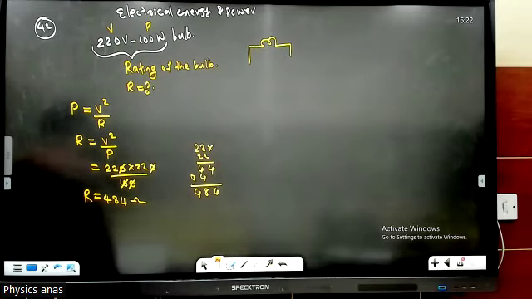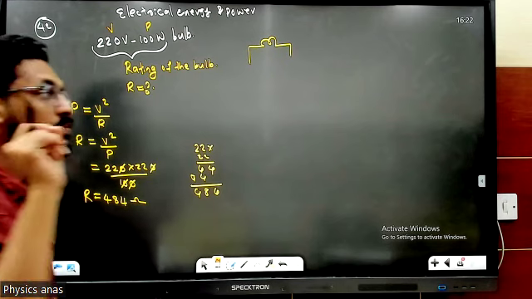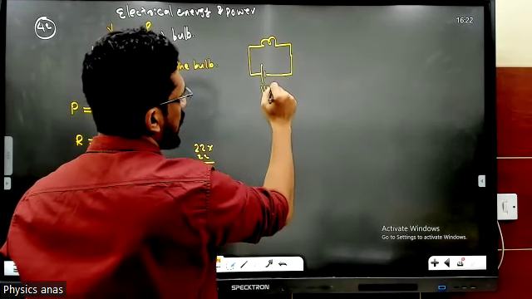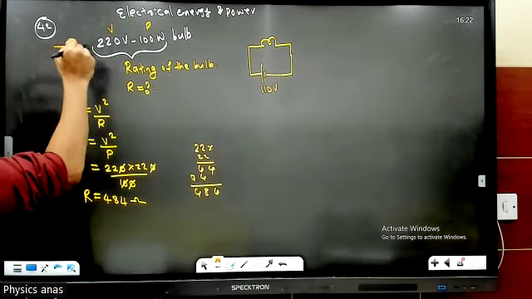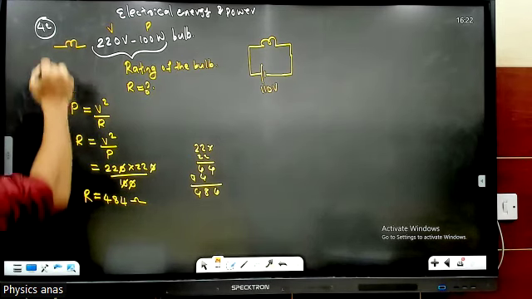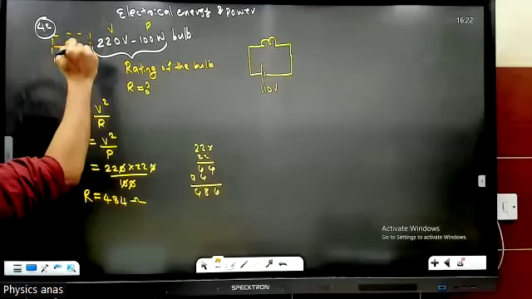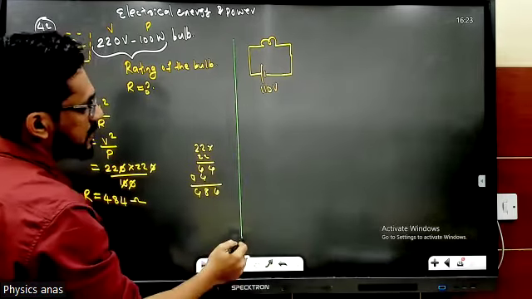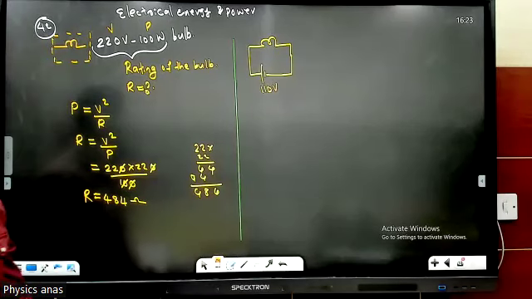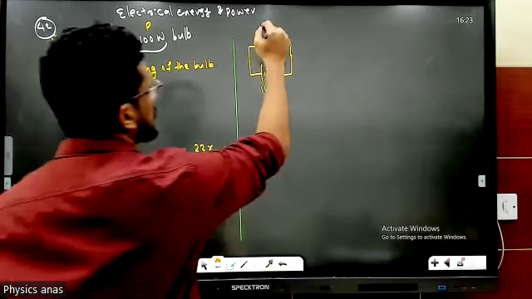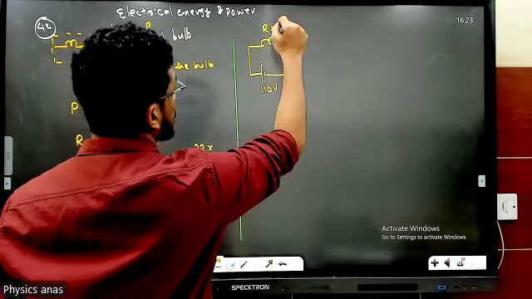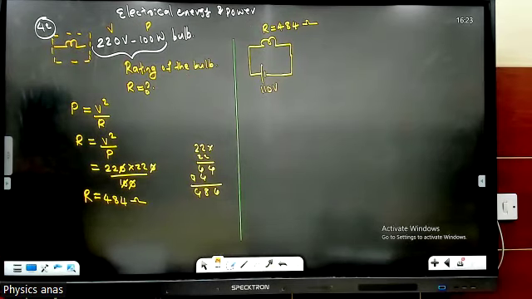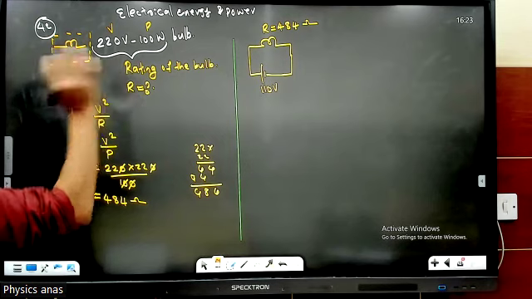This is the rating of the bulb, right? And now this bulb is connected to 110 volt. In the first case, the bulb is not connected to any voltage, but in the second case, the bulb is connected to a voltage of 110 volt. The resistance of the bulb is a constant that cannot be changed. That's 484 ohm. What will be the power consumed? That is the question.